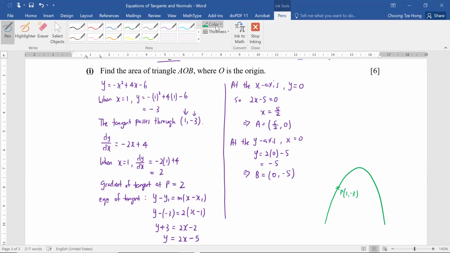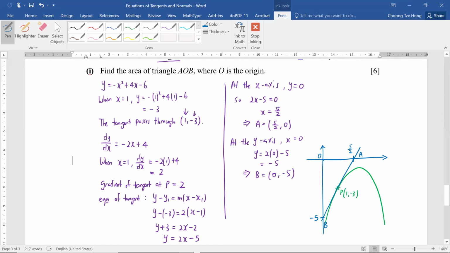Let me change the color of the pen to maybe blue. The tangent is going to be something like this. And this tangent is then going to cut the x and y axes at points A and B. Now we know that it should be something like this. So we're going to draw the axes. This is the point A, because A is (5 over 2, 0), and here will be negative 5. So this will be the point B, and this will be the point A.